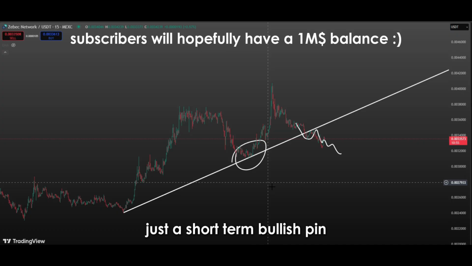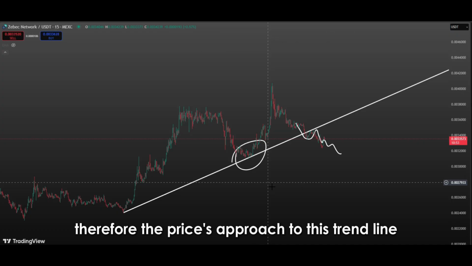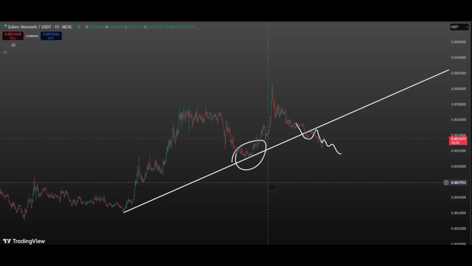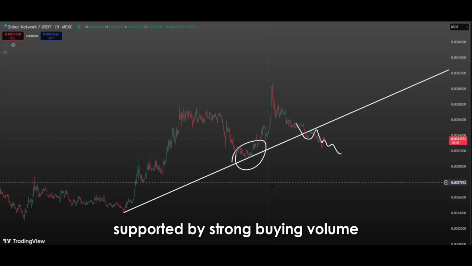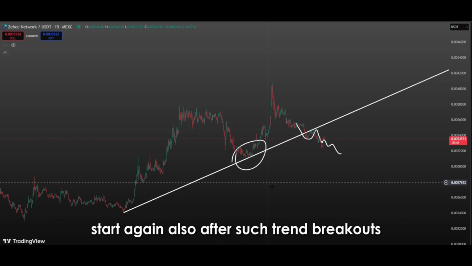Just a short-term bullish pin or a bullish rally without volume is not enough to confirm this turnaround. Therefore, the price's approach to this trend line, its reaction upon contact, and especially the trading volume are of great importance. If the bullish attempt is supported by strong buying volume and the price settles above this line, then we can talk about a scenario where an uptrend may start again.